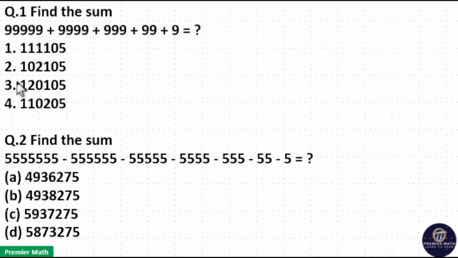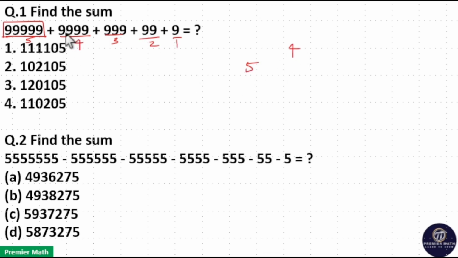Find the sum of the following numbers. Here 9 is repeated 5 times, here 4 times, here 3 times, here 2 times and here 1 time. Actually the concept is, in the unit place you have 5 nines, in the tens place you have 4 nines, in the hundred place you have 3 nines and so on. So take the largest number, which is 9 repeated 5 times. Take the sum of these 5 nines and write it in the unit place. So 5 into 9 is 45, remaining 4. So 4 carry over and 5 is in the unit place.